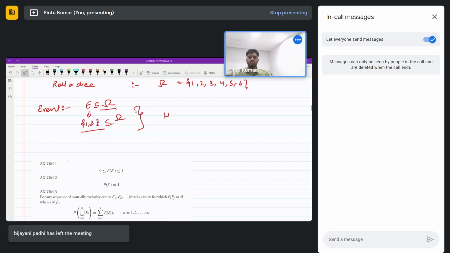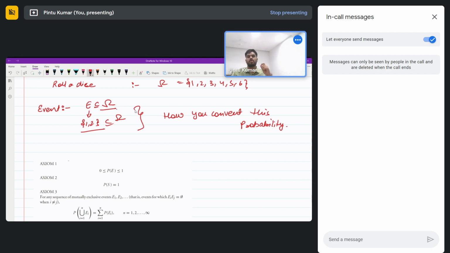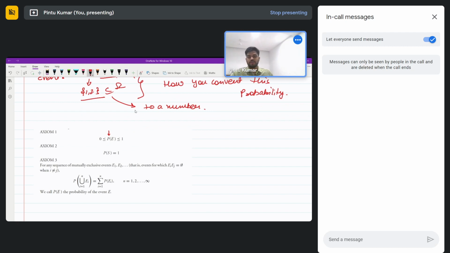So the question is, how do you convert this to probability? You want to look at your chances of getting this thing, or the chances of an event happening. So how do you transform this to a number? Any probability function P can be defined based on three axioms. The first axiom says that the probability of an event can be between 0 and 1. If you are able to define a function which satisfies these three properties, that defines a probability. So the value of this probability function should always be between 0 and 1. This is my first axiom.